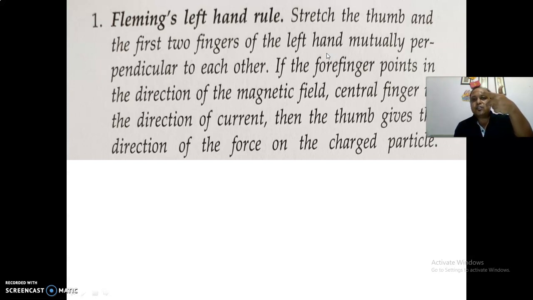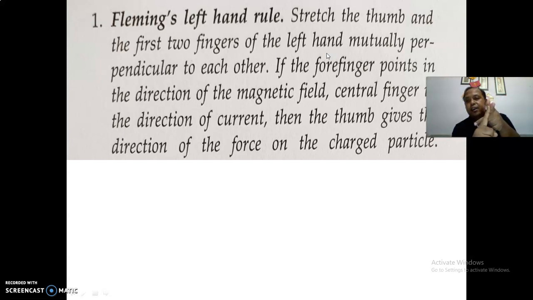Now, this is the forefinger, this is the middle finger, and this is the thumb. All these three fingers are mutually perpendicular to each other. If the forefinger points in the direction of the magnetic field, and the middle finger represents the direction of the positive charge, the direction in which the positive charge moves, or the velocity of the positive charge, or the direction of current, then the thumb will give you the direction of force experienced by the charged particle.